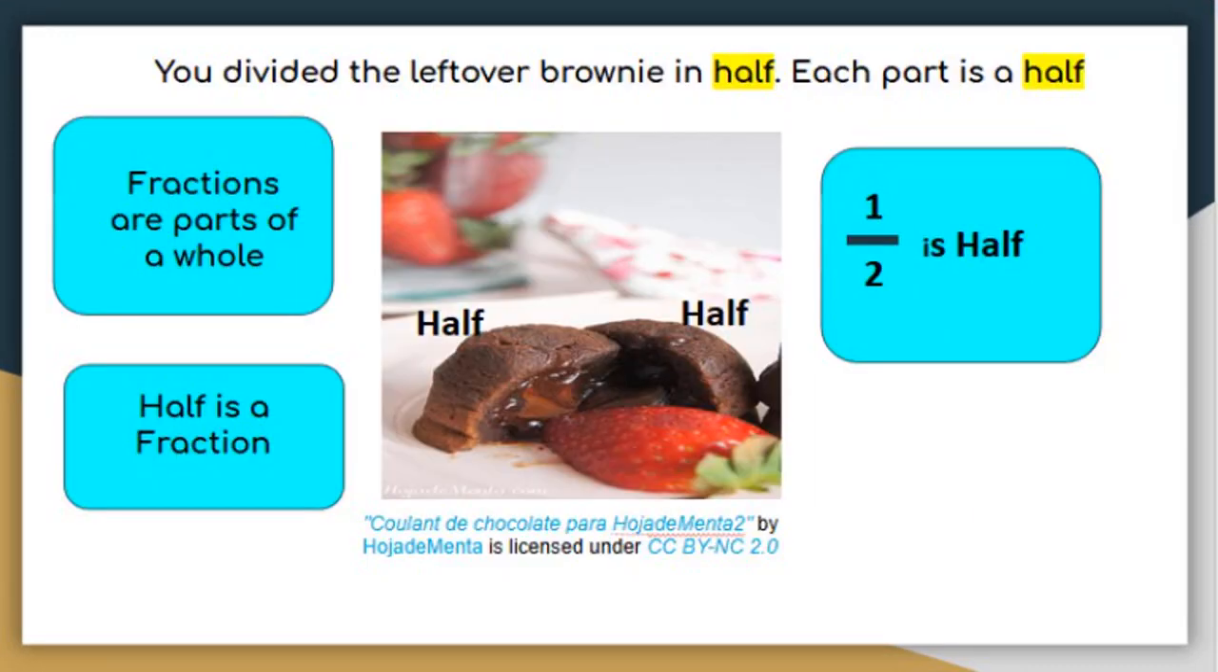When we divide the leftover brownie into 2 equal parts, we're going to get a half. Half represents part of a whole, the whole brownie. Because half is part of a whole, it is a fraction. So fractions are part of a whole. We represent half in numbers by writing 1 out of 2.